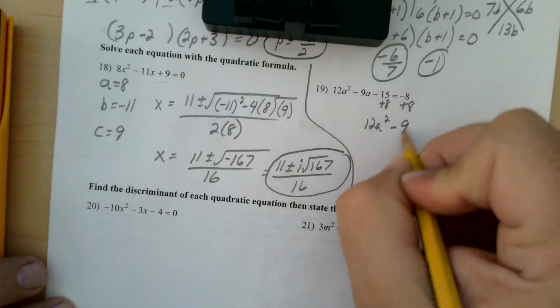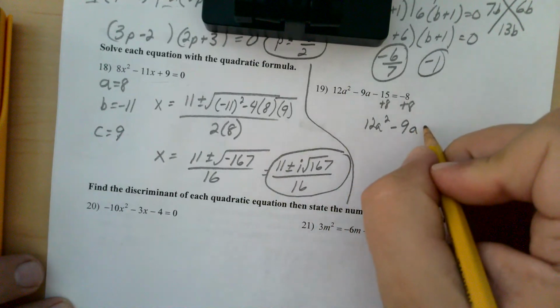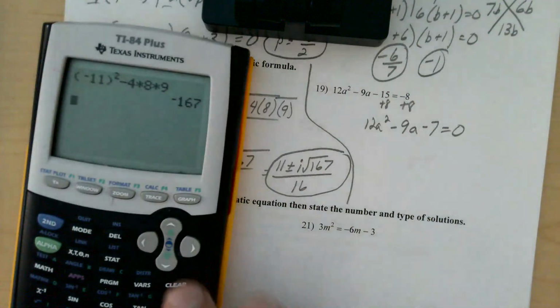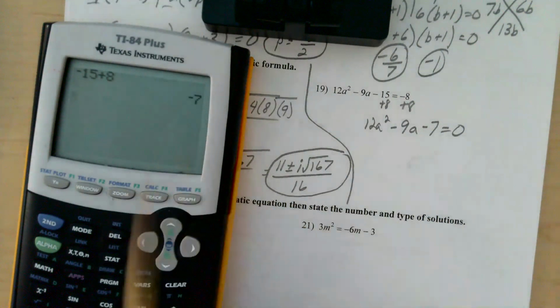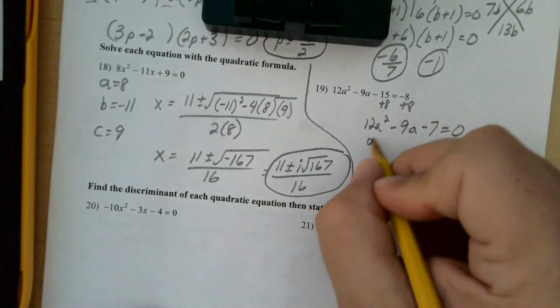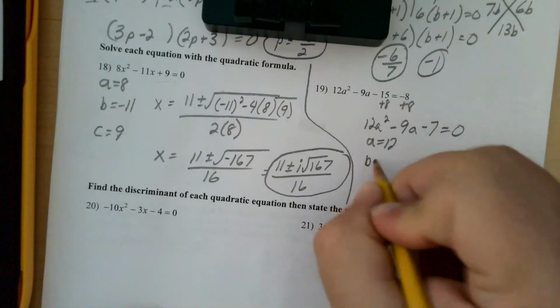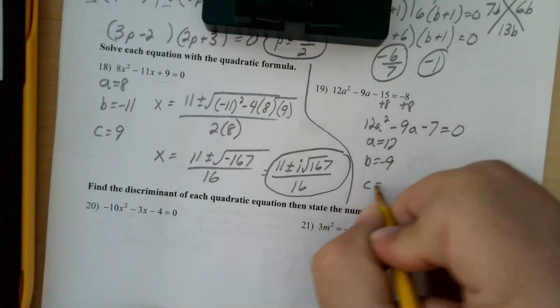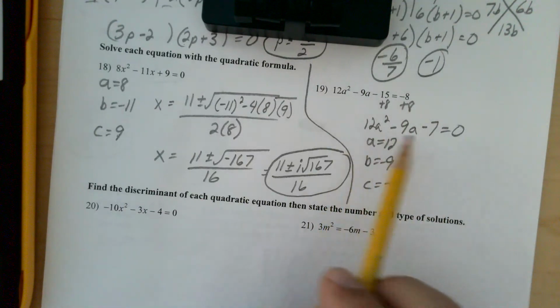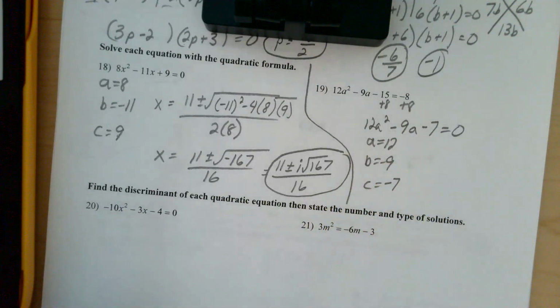This one, I add an 8, 12a squared minus 9a minus 7. Again, don't get calculations wrong. It doesn't take long to double check your calculations. Okay, so if you can't do them in your head, don't make a silly calculation mistake, because that's going to throw you off. So now that it's in standard form, I got 0. A, B, and C are super easy to pick out.